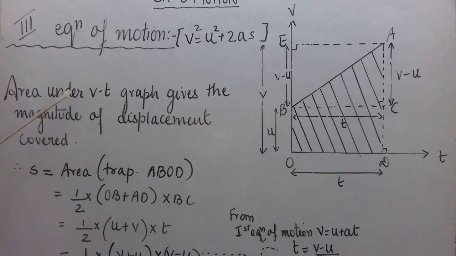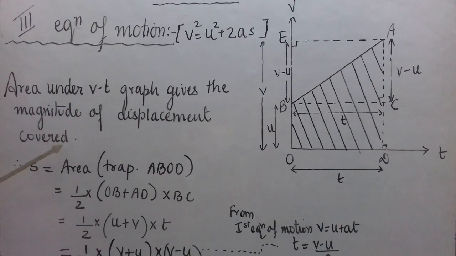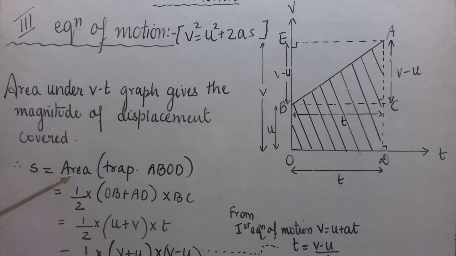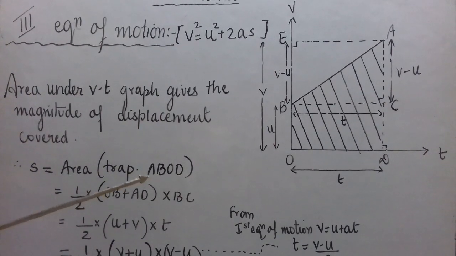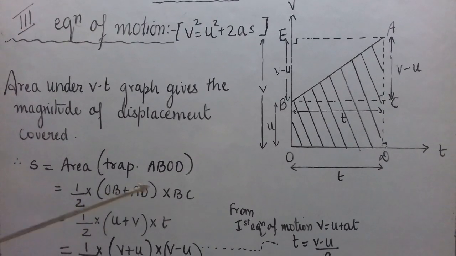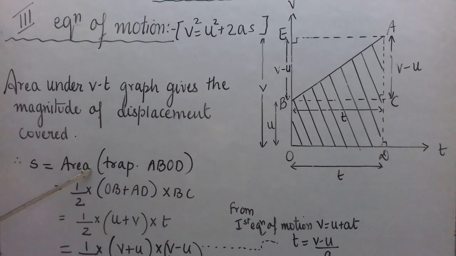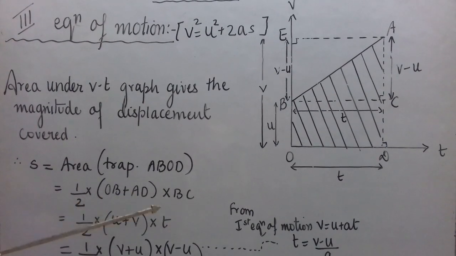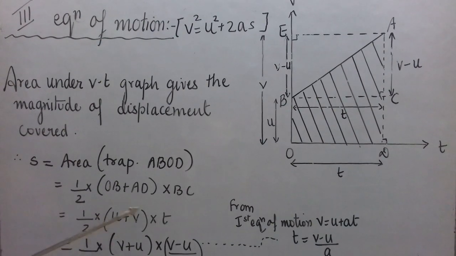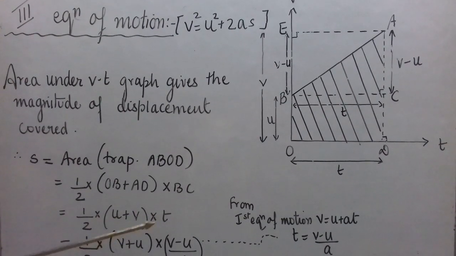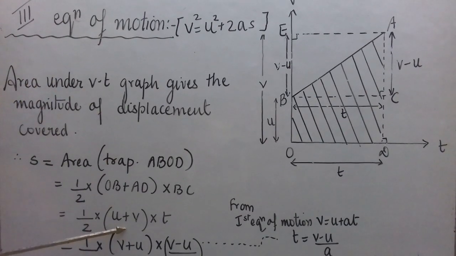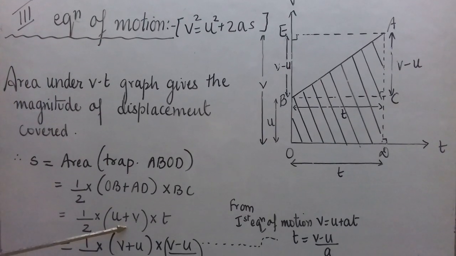Area under the v-t graph gives the magnitude of displacement covered. And so that is a trapezium. s is equal to the area of trapezium ABCD. And we have written the formula half into (OB plus AD) into BC for the area of a trapezium. After putting these values, again we get s is equal to half into (u plus v) into t. Till here the derivation is exactly the same as we have done for the second equation of motion.